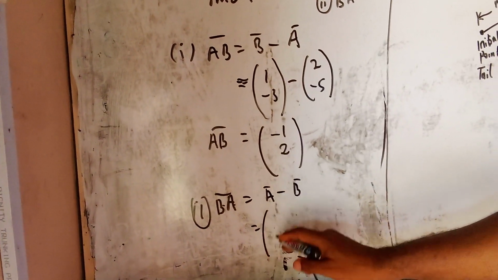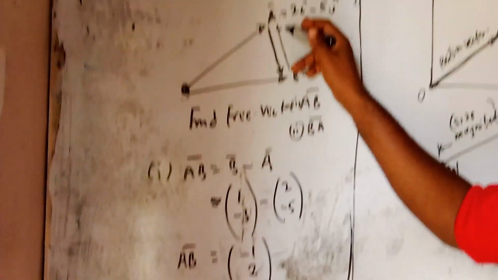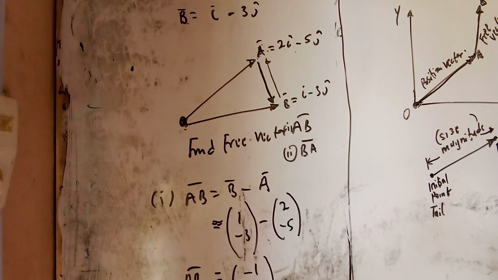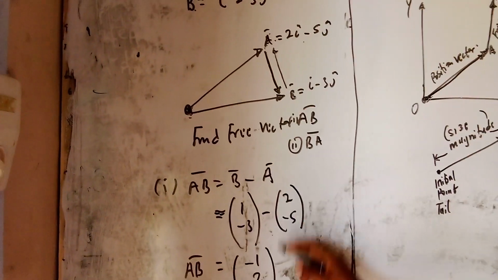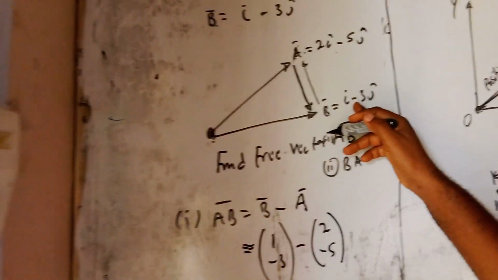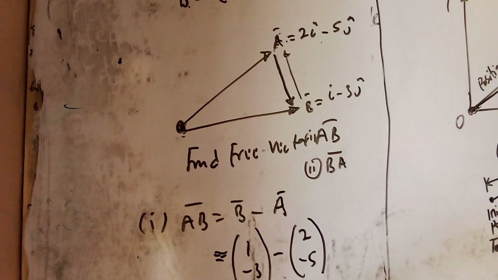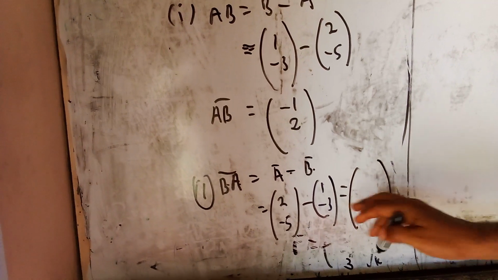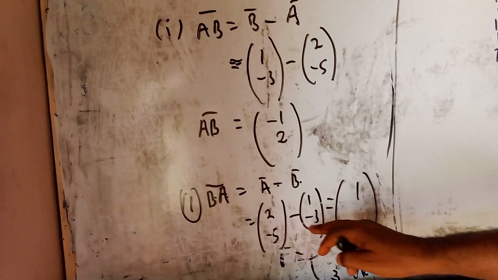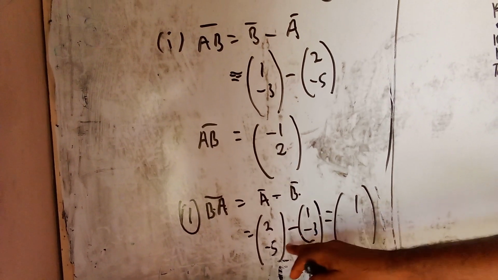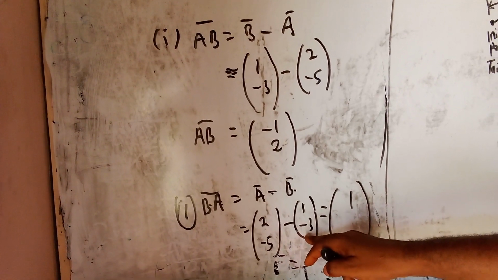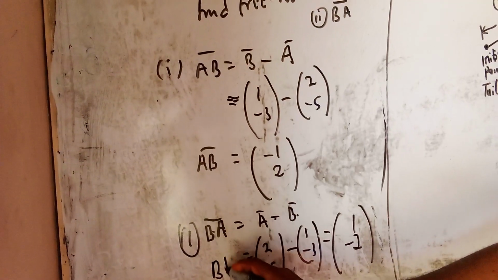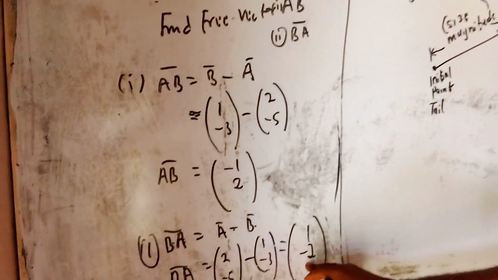And then taking the coefficients of this vector A, 2 and minus 5. Then taking the coefficients of vector B, that is 1 and minus 3. So combining these two now, 2 take away 1 will give us 1. Minus times minus is plus. Minus 5 plus 3 will give us a minus 2. So the vector BA is 1 and minus 2.